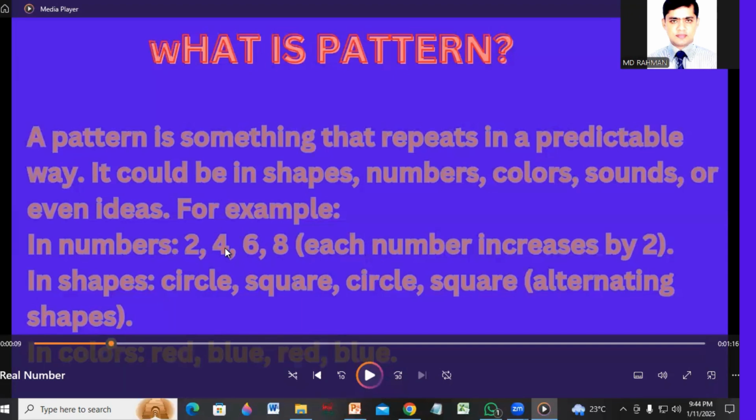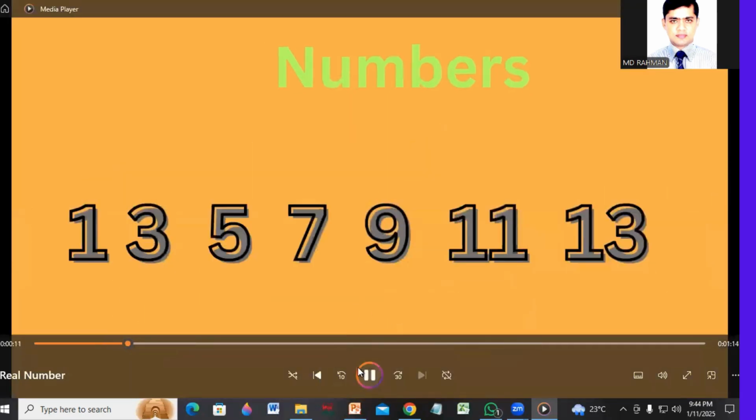So the main condition in making a pattern is that you should be able to find out the next number. If you can predict the next number, then this is a pattern. If not, then this is not a pattern. Got my point? You can see here, this is a number pattern. 1 plus 2 equals 3, 3 plus 2 equals 5, 5 plus 2 equals 7. So you can go in this way. 13 plus 2 equals 15, so the next number will be 15. We can predict the next number. This is a number pattern, right?